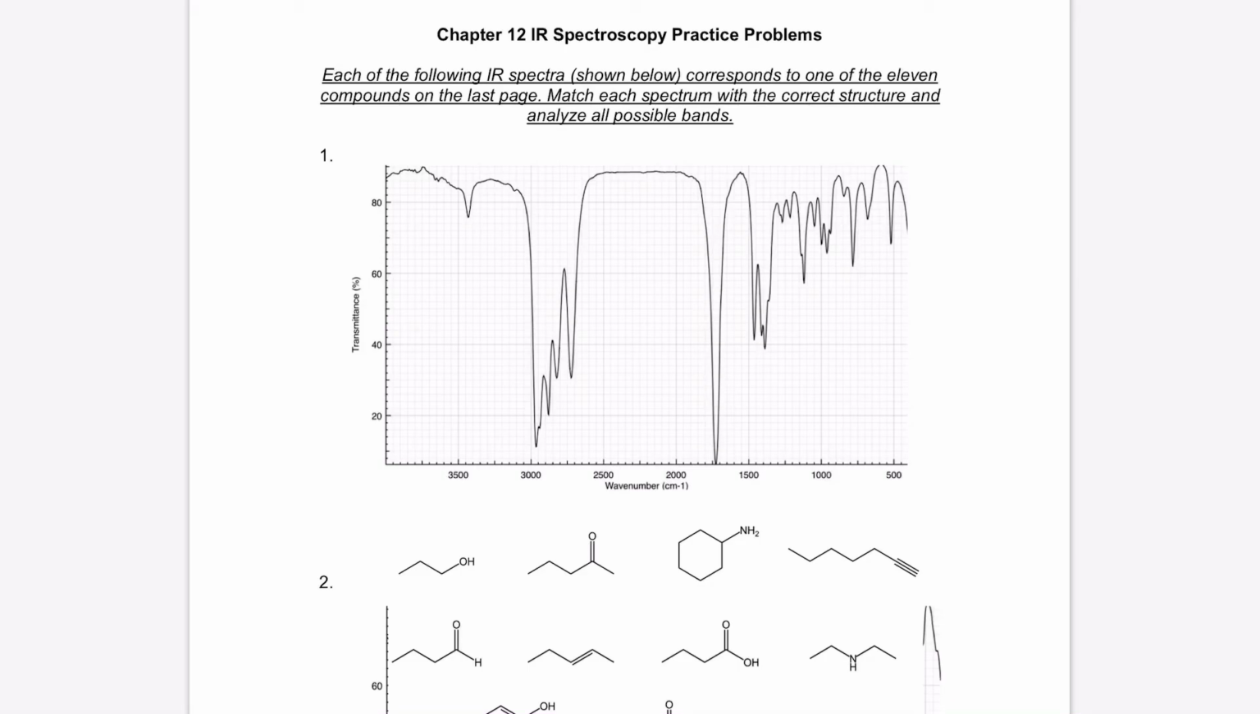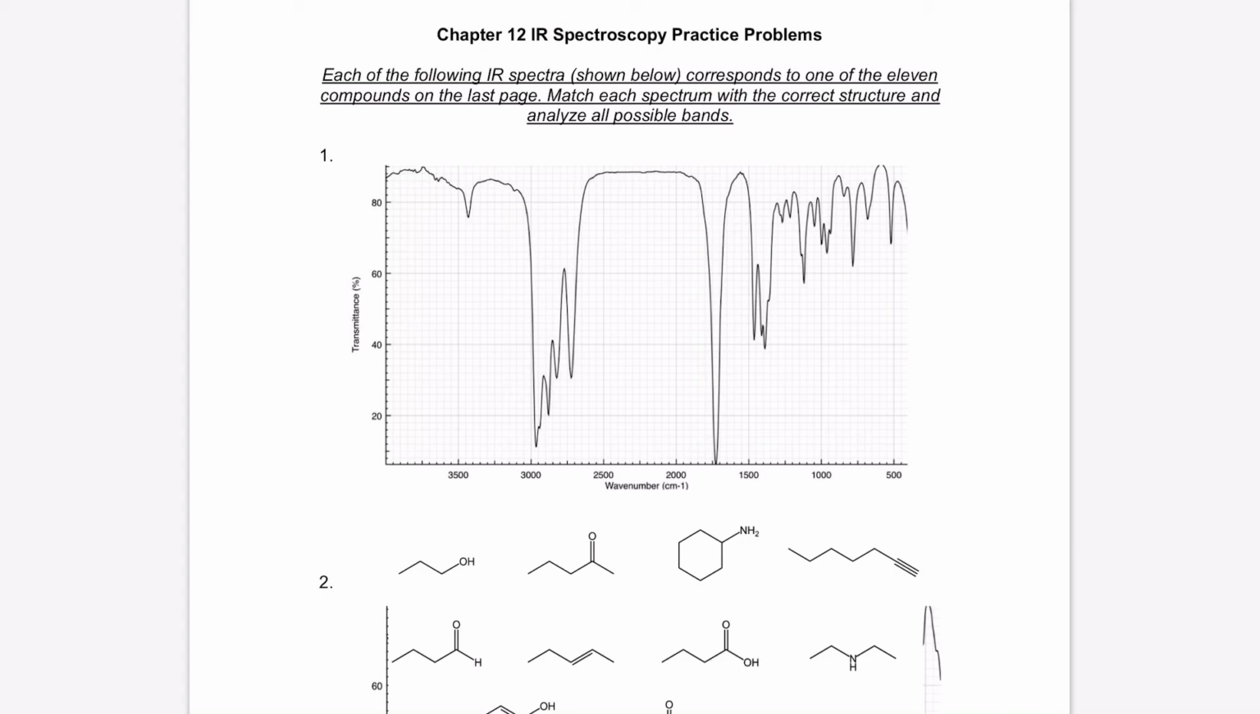So this video serves to go over the Chapter 12 IR Spec practice problems. Chapter 12 is all about infrared spectroscopy. IR determines functional groups present in a structure based off of their bond vibration frequencies. It is important to note we cannot determine the actual structure of our compound, but we can determine the functional groups. And that's exactly what we're going to do.